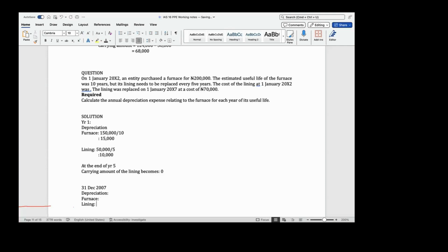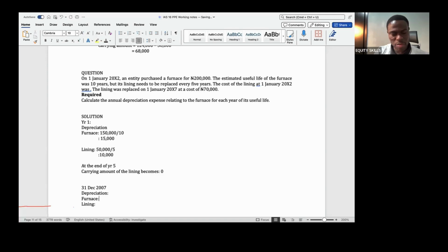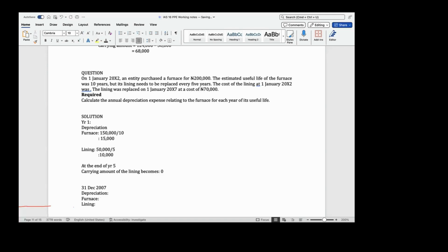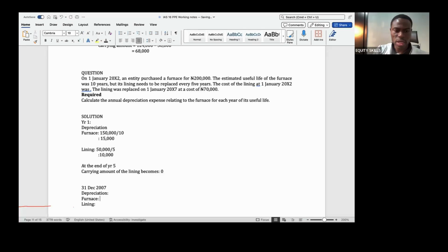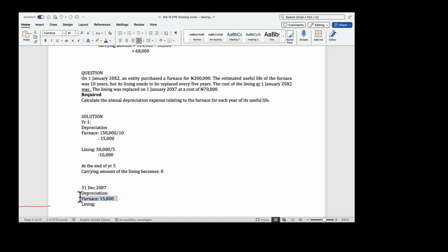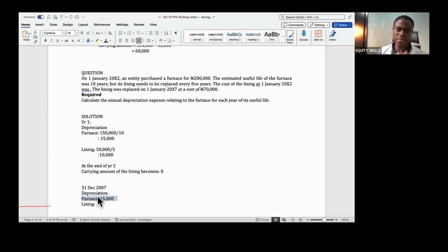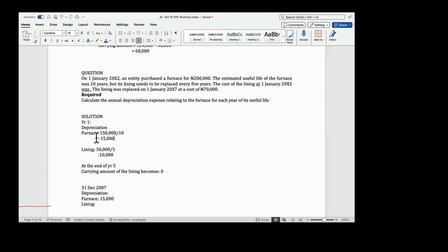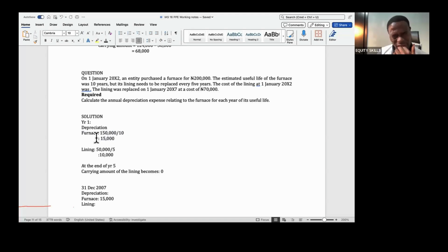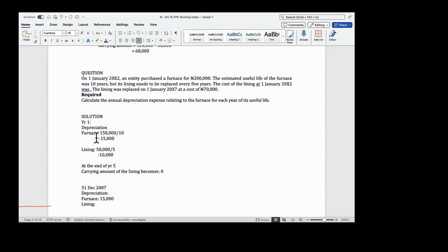14,000. Sorry? How much for the furnace? That's 200,000 minus 70,000. No. It still remains 15,000. For the furnace it remains 15,000. It won't change. This one does not change. It's a straight line method of depreciation. You see the 150,000.